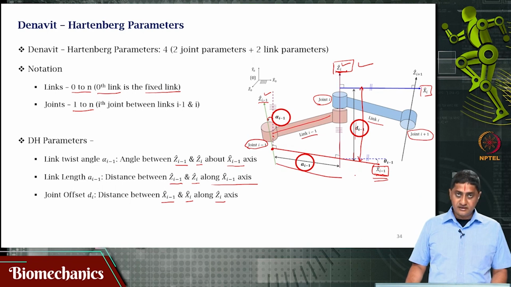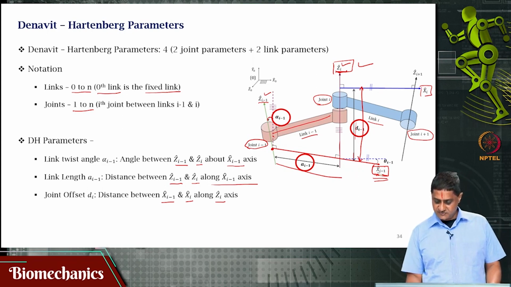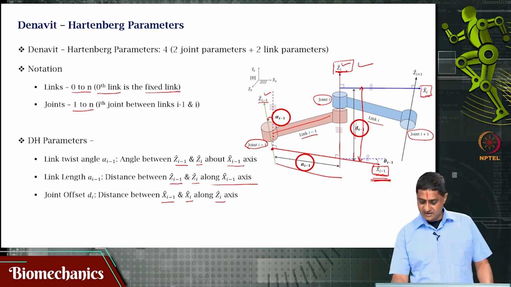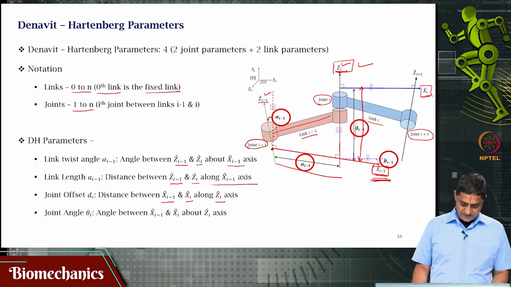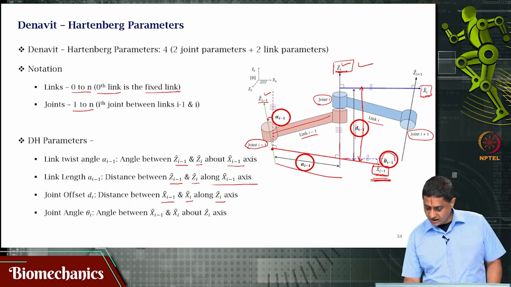Then joint angle theta i, this is the angle between x i minus 1 axis, this is that, and x i axis, that is that, about the z i axis, that about that axis, that is theta i.